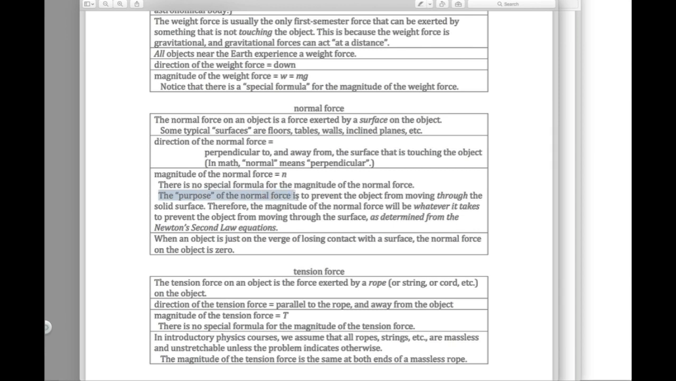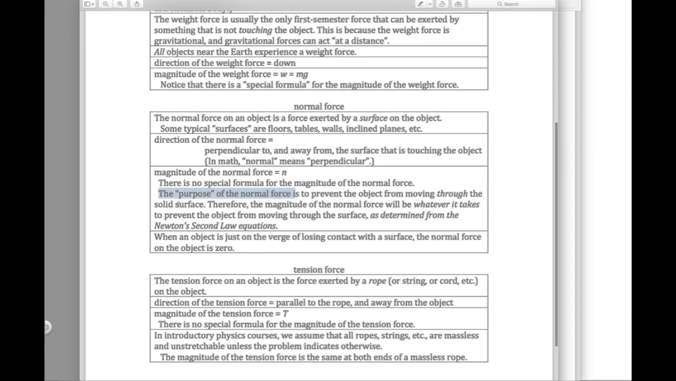The purpose of the normal force is to prevent an object from moving through a solid surface. Therefore, the magnitude of the normal force will be whatever it takes in that particular problem to prevent the object from moving through the surface. But remember, you don't have to figure that out. You can just represent the magnitude of the normal force by little n in your force table, and then Newton's second law equations will figure out the value for little n. The Newton's second law equations will determine what it takes to prevent the object from moving through the surface. And then after you get that result, you can step back and ask why that makes sense.